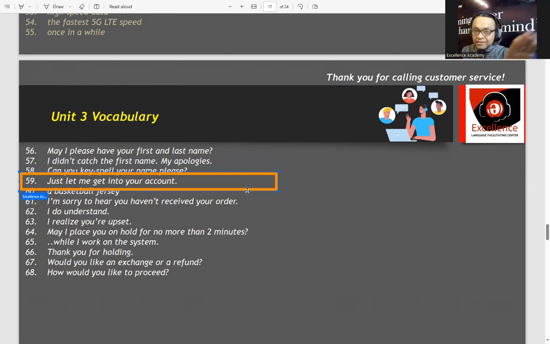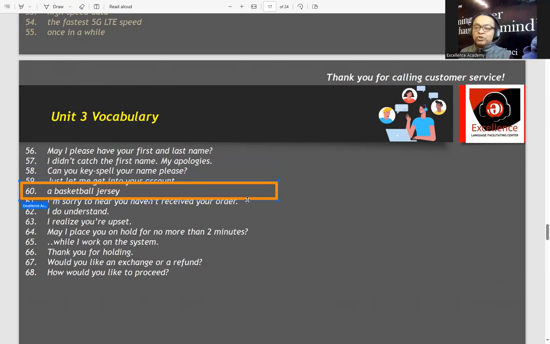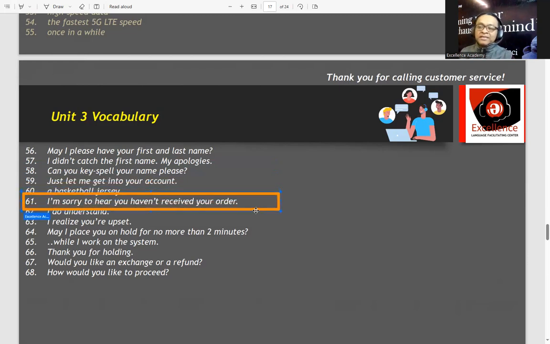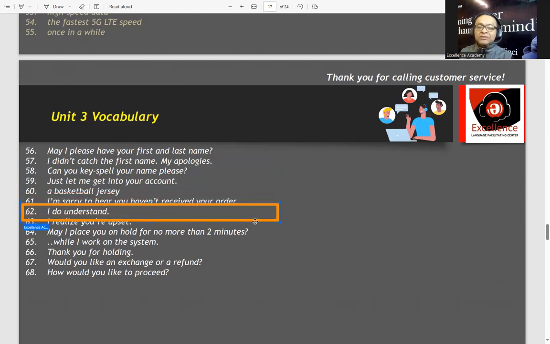That means access the information in the account. 61, I'm sorry to hear you haven't received your order, is an empathy phrase. 62, I do understand, is an empathy phrase. Explain to your customer that you understand the situation by using the verb understand, and we're using do for emphasis. So you say, I do understand, which means I really understand.